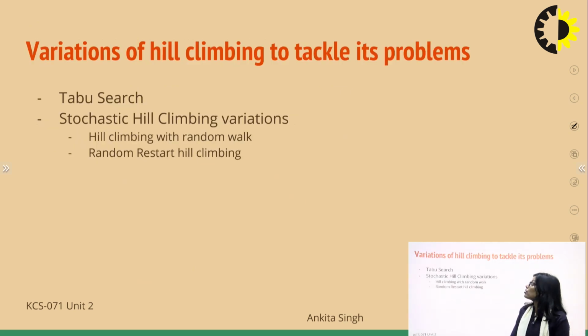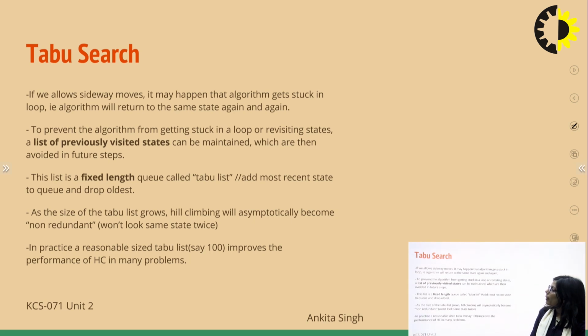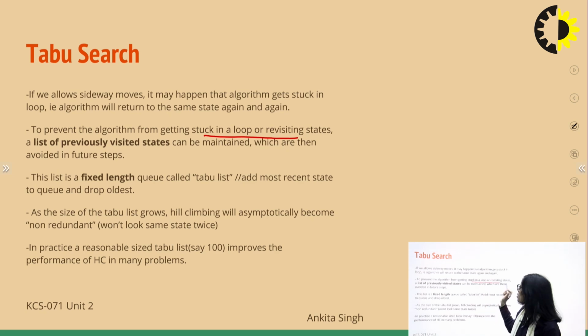So, what are the variations of hill climbing to tackle its problems? One is tabu search and the other is stochastic hill climbing variations. Now, tabu search says that I will be keeping track of the nodes that I have already visited. To prevent the algorithm from getting stuck in a loop or revisiting states, a list of previously visited states can be maintained, which are then avoided in future steps. We can get stuck in an infinite loop if we keep repeating the nodes again and again.